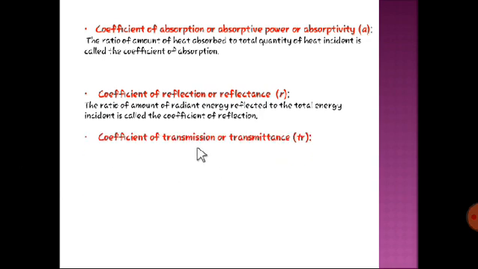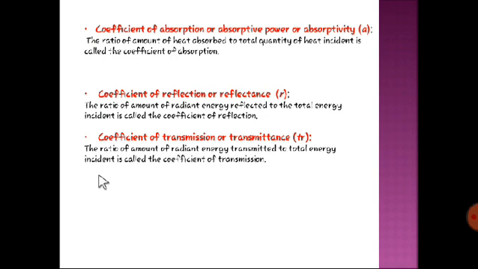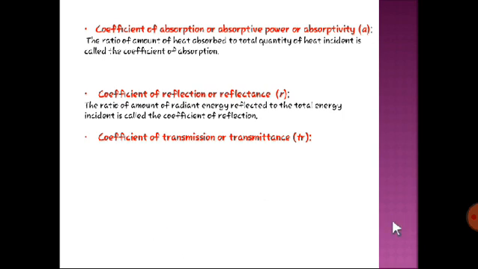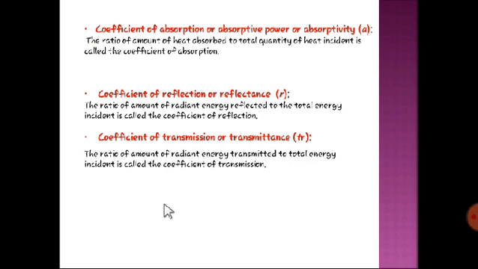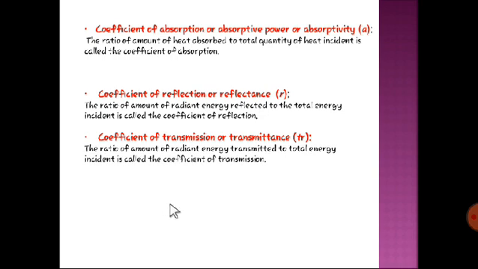Next, coefficient of transmission or transmittance. So it is TR. It is nothing but amount of radiant energy transmitted divided by total energy incident, or ratio of amount of radiant energy transmitted to total energy incident is called coefficient of transmission. So this is all about A, R and T. And what is the relation between them? Relation is A plus R plus T is equal to 1. In previous slide we have seen that.